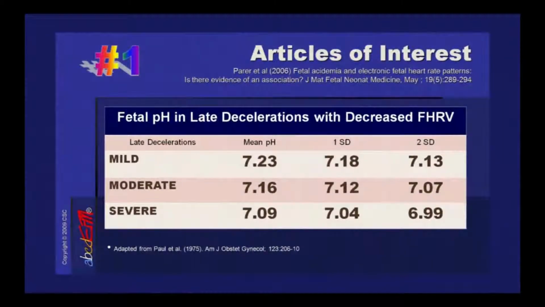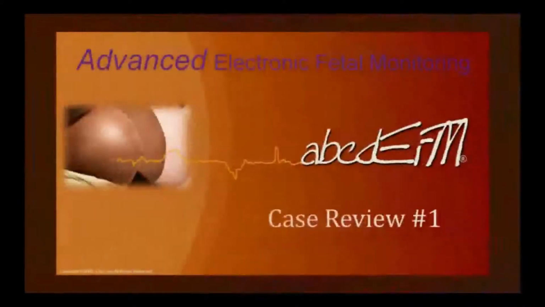The original authors utilized a 3-tier system to define the gravity of the deceleration into mild, moderate, and severe. Data is outlined on this slide based on the mean pH and 1 and 2 standard deviation values. Today we will complete a case review from real-life obstetrical clinical scenarios.